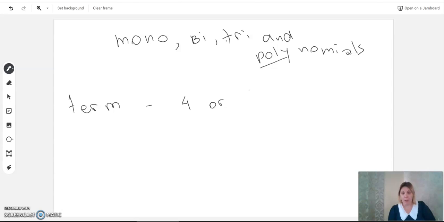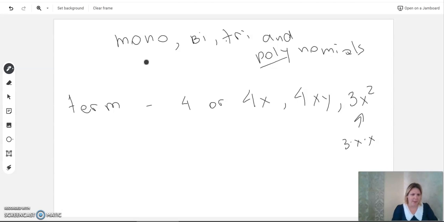Or you can have 4x. Now, why is that a term? Well, that's 4 times x. You can even have 4xy. This is 4 times x times y. Still multiplying. As long as we're multiplying, it's a term. So here's another example. How about 3x squared? Well, this is 3 times x. Yes, it is.